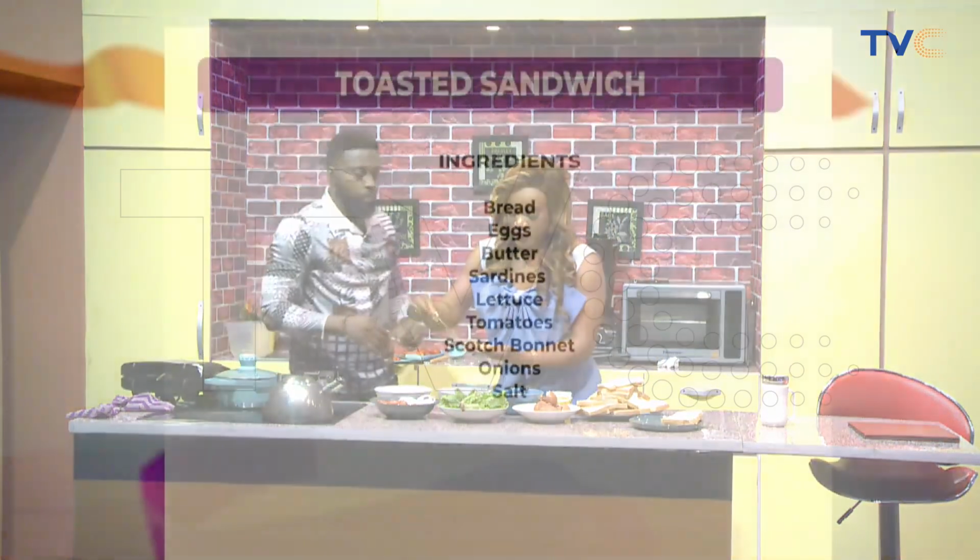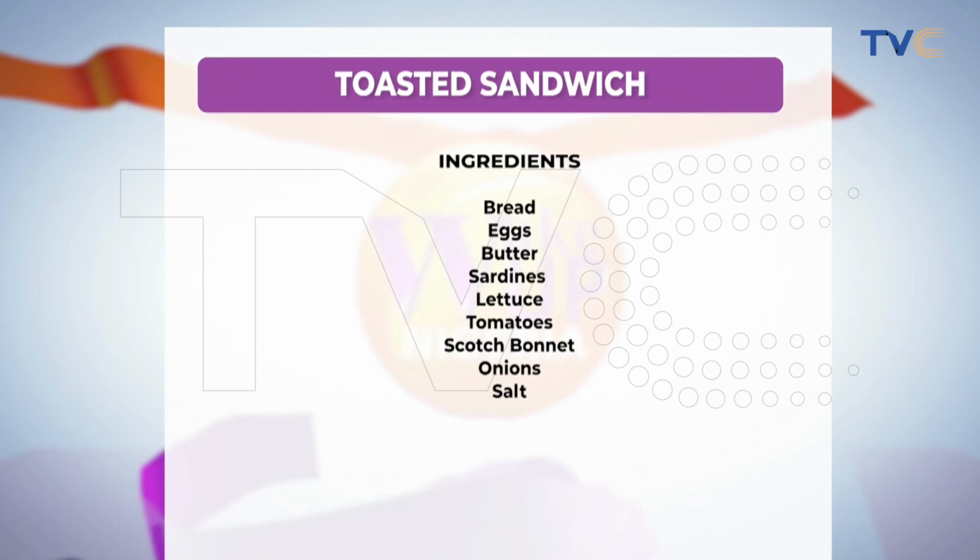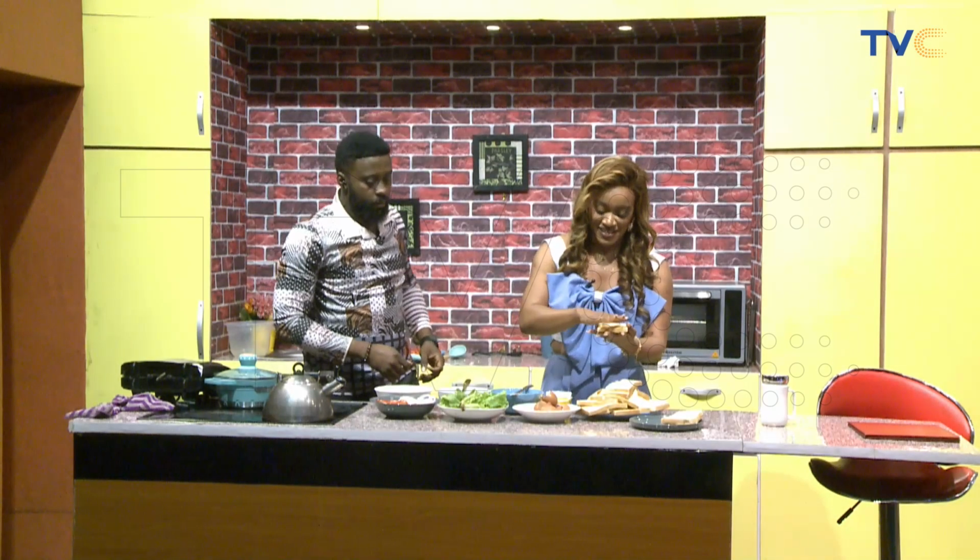Right. So remember, you could also season your eggs to taste. If you missed out on the ingredients, they're right there on your screen. For our toasted sandwich, we have our eggs, sardine, tomatoes, onions, pepper, lettuce, the bread, which is the star dish here, and then our butter.